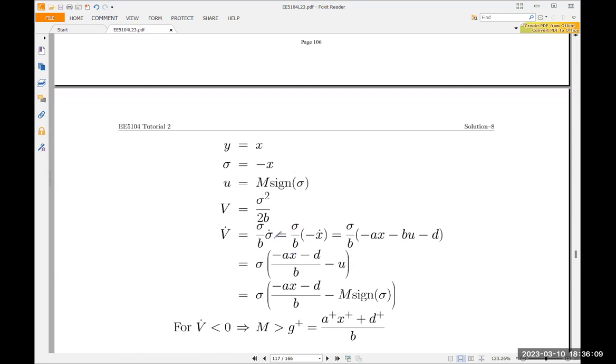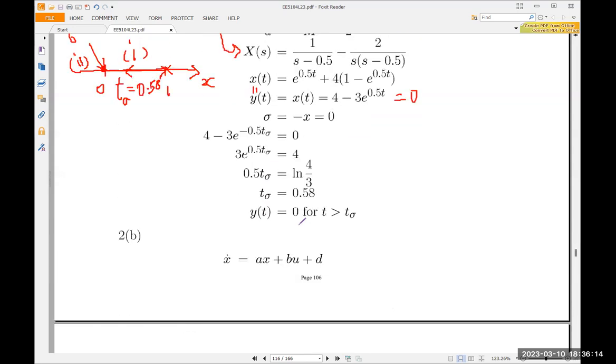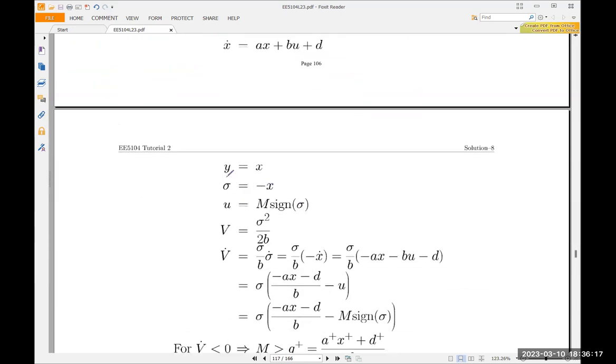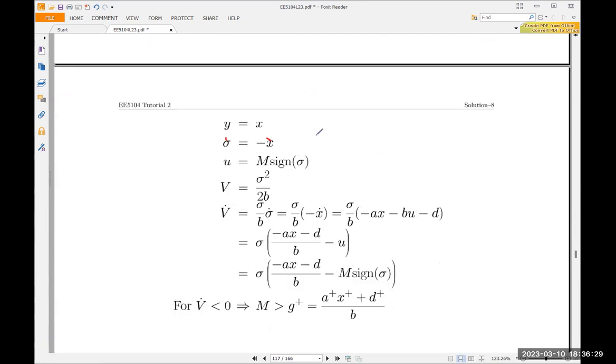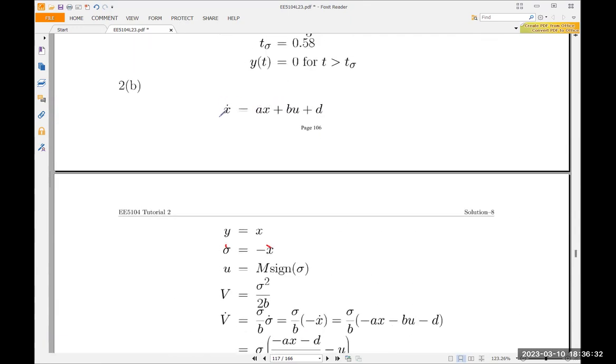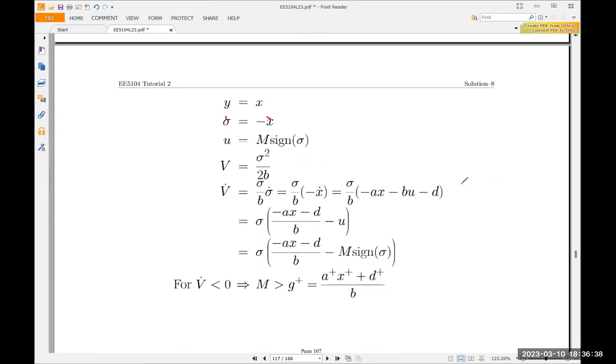So you keep this. Then you know sigma is equal to minus X. It's given in the question. Sigma equals minus X. So if you dot this, then you go and dot this. Then X dot is given in the question as this. So minus X dot will be minus AX minus BU minus D. So you stick that in. Then you do the algebra, you rewrite it nicely so that U sticks out. Then you know U is given as M sigma. So you substitute this.